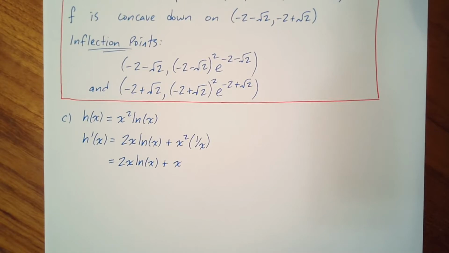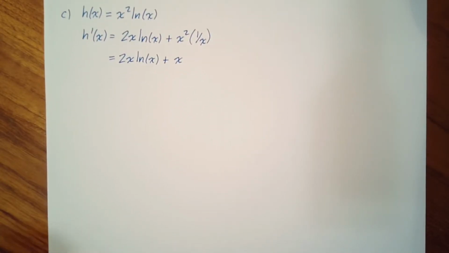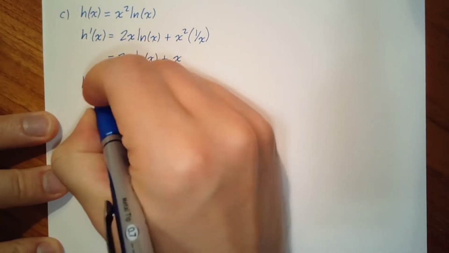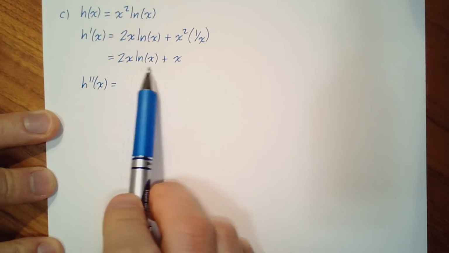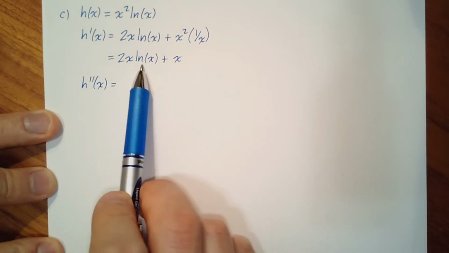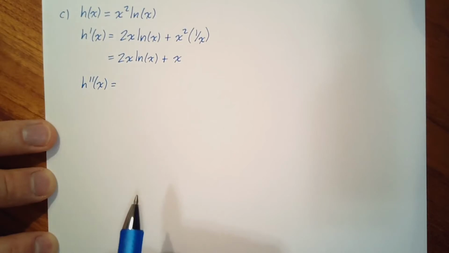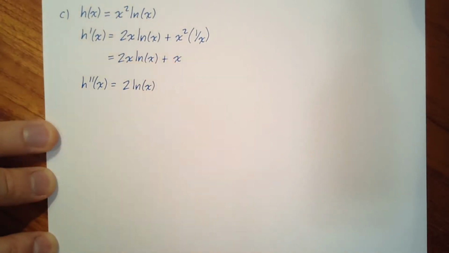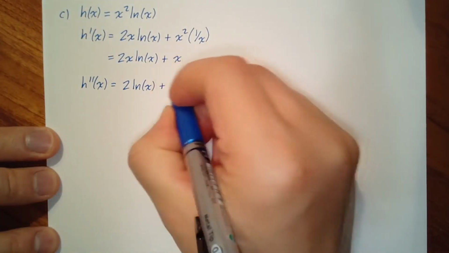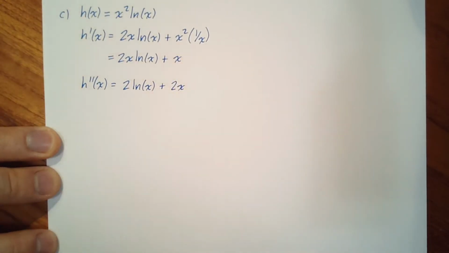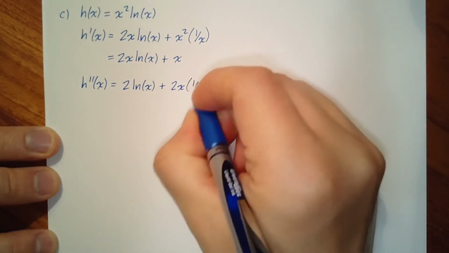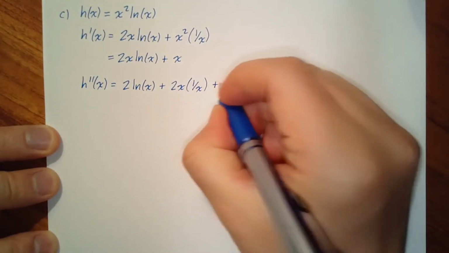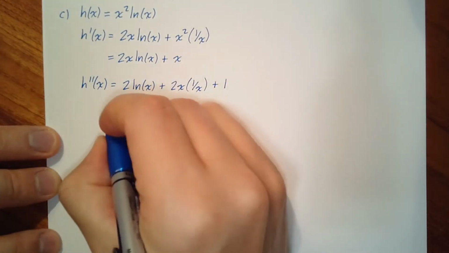And then now we're ready to take our second derivative. So differentiate again. So your h double prime of x, we'll do the product rule for the first term. This is a product. First factor is 2x, and the second factor is natural log of x. So the derivative of that is going to be, well, 2 times the natural log of x plus 2x times the derivative of natural log of x, which is 1 over x. And then when we differentiate the last term, the x is just going to become a 1, so we have plus 1.